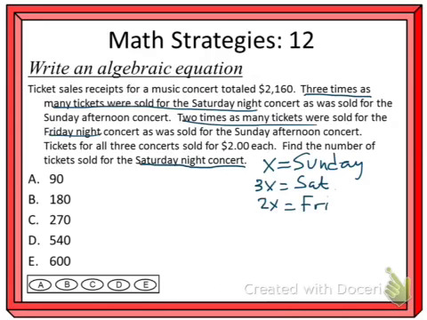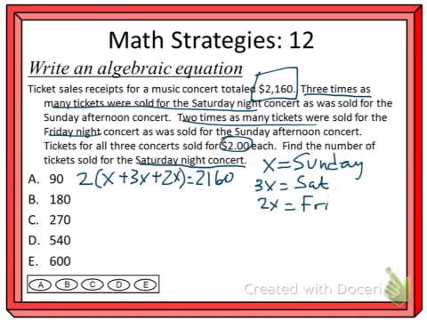Alright, so if I add up all of those tickets and multiply them times $2 each, I should get my grand total of $2,160. So there's an equation that I can write: $2 times all of my tickets, so that's x plus 3x plus 2x, should equal a total of $2,160. So I'm going to go ahead and divide by 2 first rather than distribute through there, just because it's going to make this number on the right side smaller.